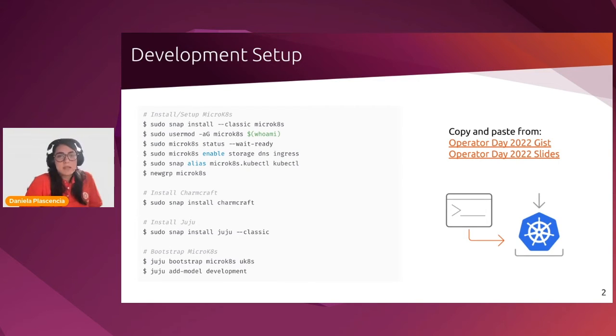Now, that being said, in this slide, we have some instructions about how to set up a development environment. We're coming back to this in about 10 minutes. That should be enough time for installing and configuring things like Charmcraft, MicroK8s, and Juju. Also, all the commands and code snippets we're using today can be found in the Operator Day 2022 gist and in the slides. We are sharing with you the link.